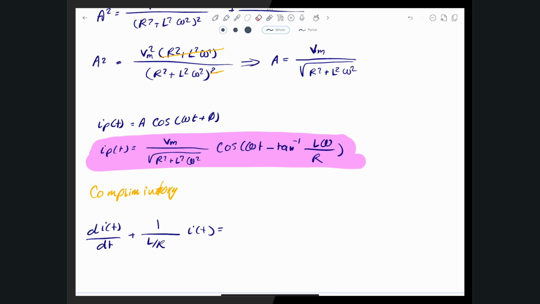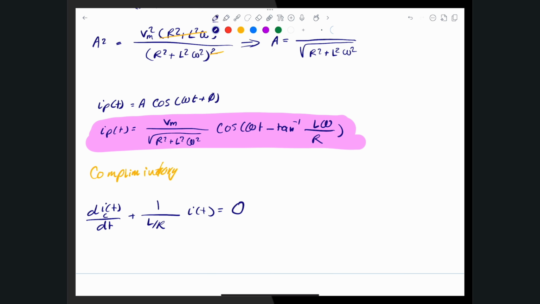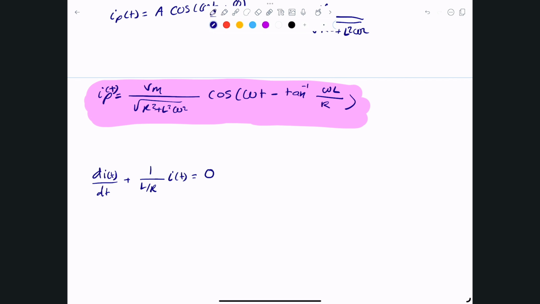And what you do is you set it up to 0. And this is what we call the homogeneous solution. And now this is I_C of t and this is I_C of t, and you continue from there. And now we just find the solution, and the solution is straightforward.